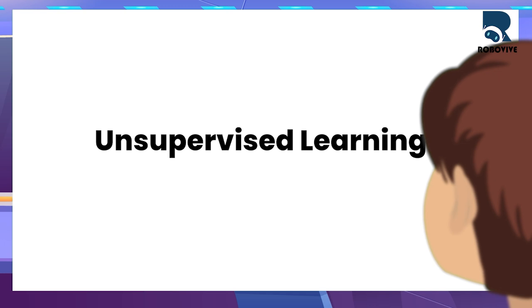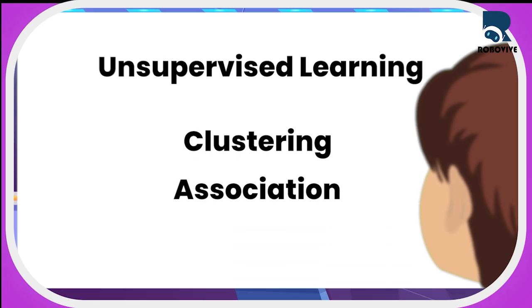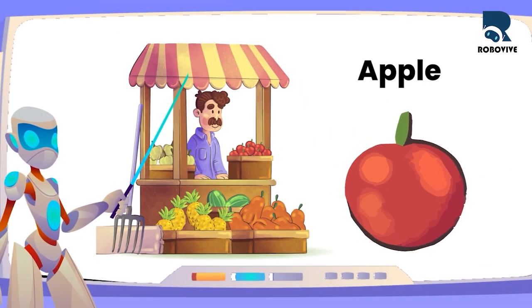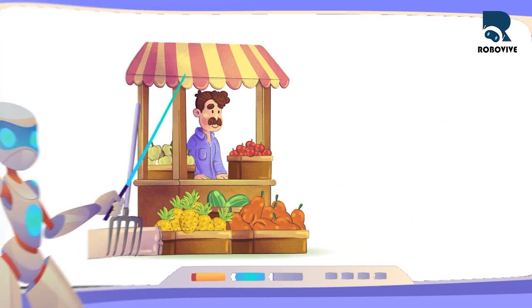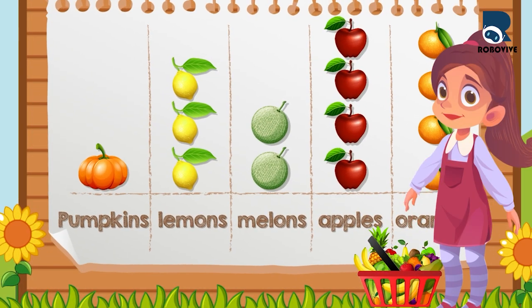Unsupervised learning has two types: clustering and association. Clustering groups similar items together, like sorting fruits based on shape and color. Association finds patterns in data, like discovering which items are often bought together.